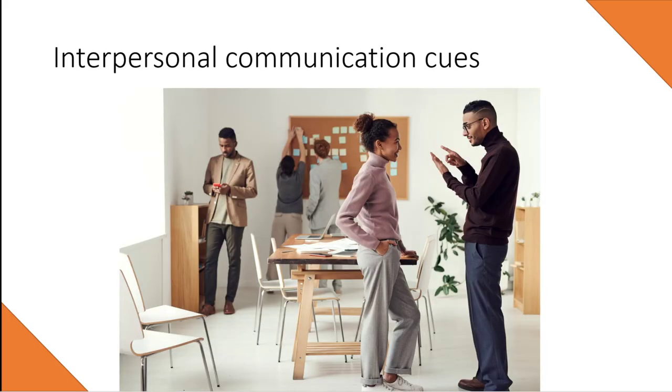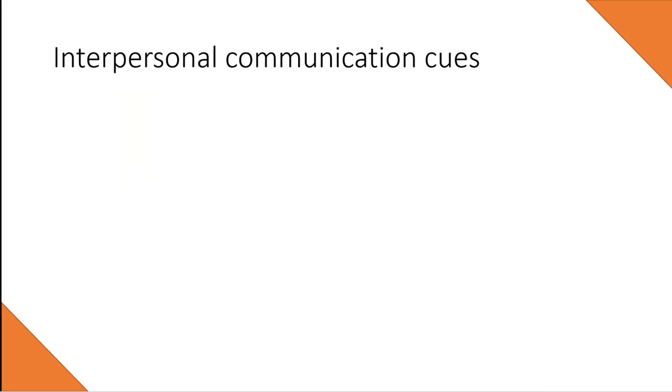To give an example of interpersonal communication cues, take a look at this picture. Even though it is a still image, you can probably tell who is interacting with whom and who is talking to whom. The two people on the right are talking to each other, the people in the far back are interacting and talking to each other, and the person on the left isn't talking to anyone and is on their phone. You could probably tell this by seeing where they were looking, their hand gestures, their body posture. And that is the power of interpersonal communication cues.